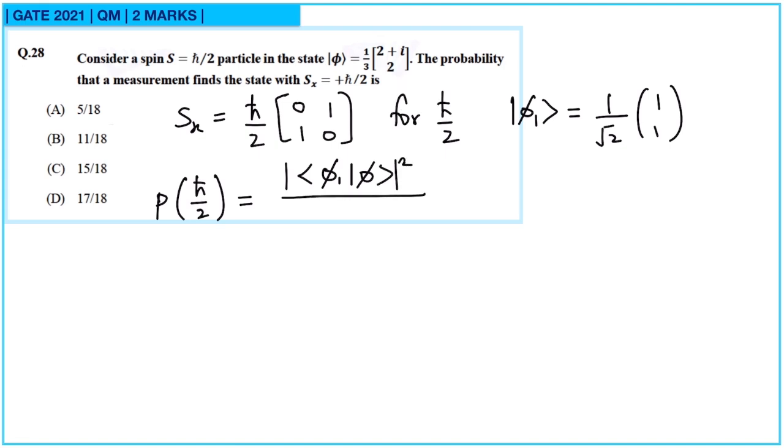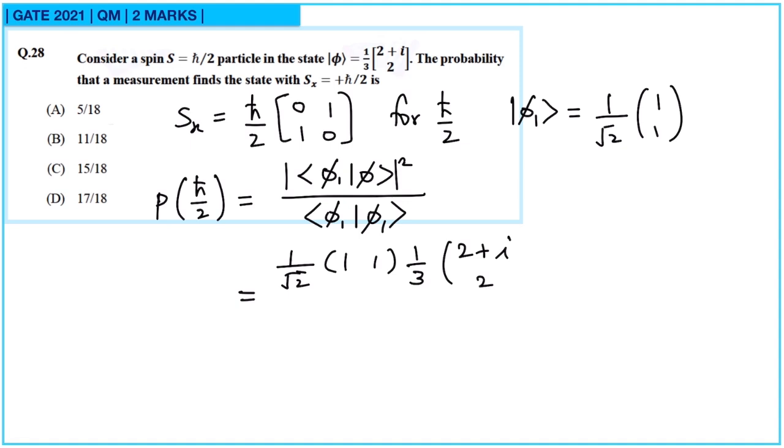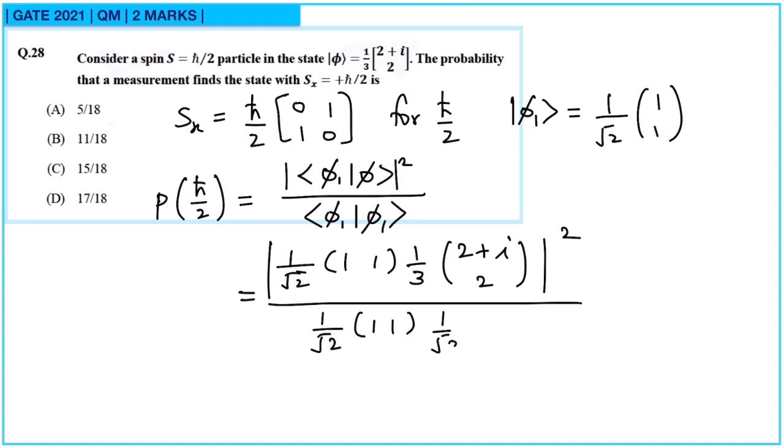and we have to consider inner product of psi phi 1 as well. So phi 1 is to phi 1. So this will be equal to 1 by root 2. This is phi 1 is this. So this is in Ket form, so we have to write bra here. So 1 1, then this is equal to, this state is given here, which is 1 by 3, and we have 2 plus i and 2 here, and modulus of this upon this 1 by root 2 1 1, then 1 by root 2 1 1.